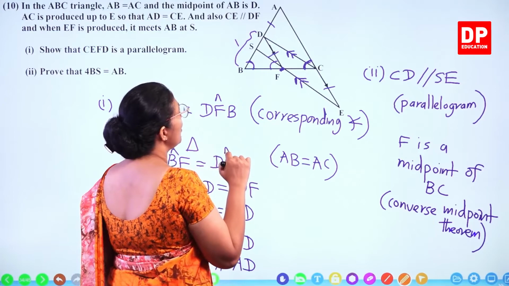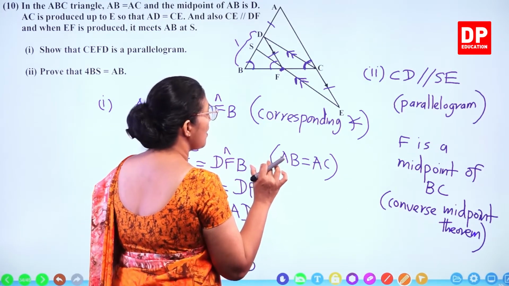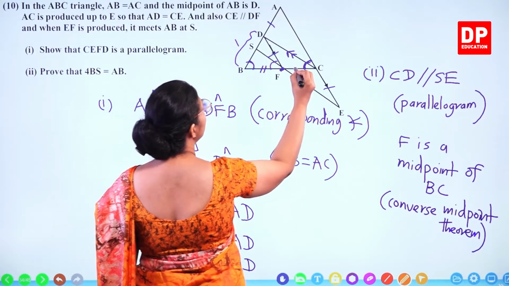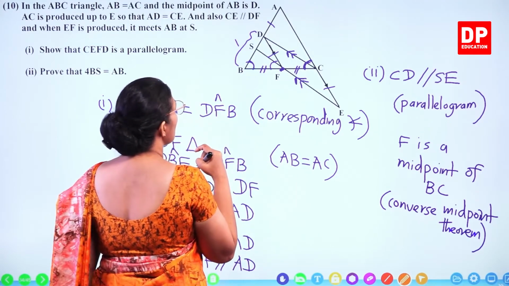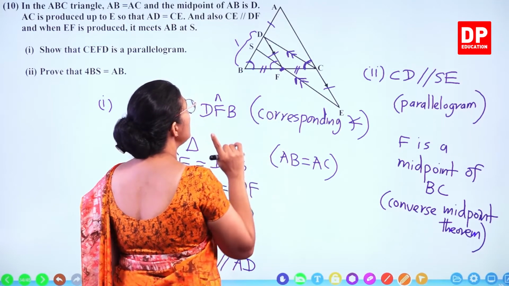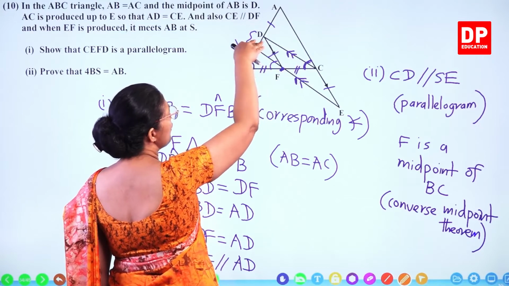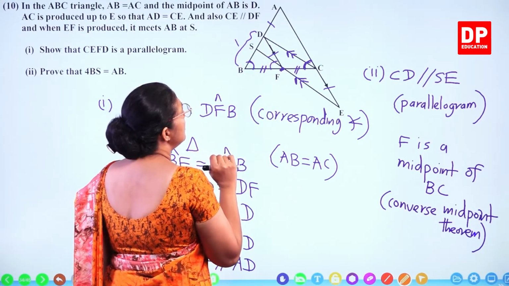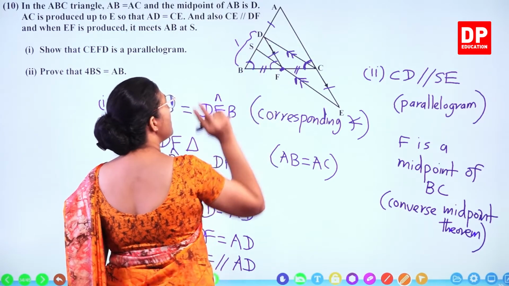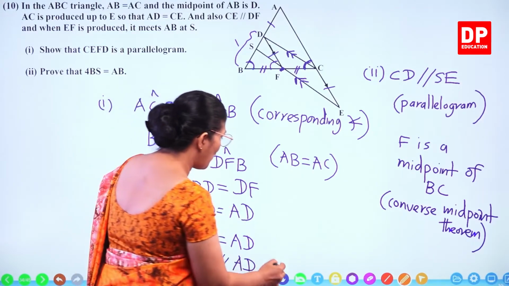Because D is the midpoint. So what can you say about this length? This length and this length are equal. So F is the midpoint. Now think about the other triangle here. Now this line and this line both are parallel, and this F is a midpoint. So S becomes the midpoint of BD, again using converse midpoint theorem.